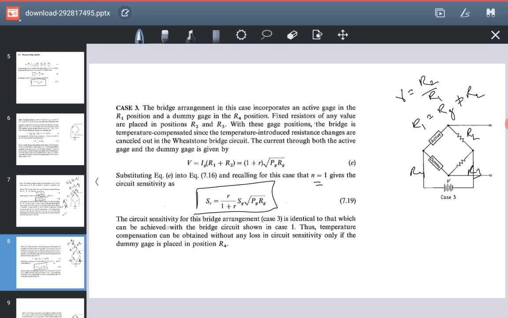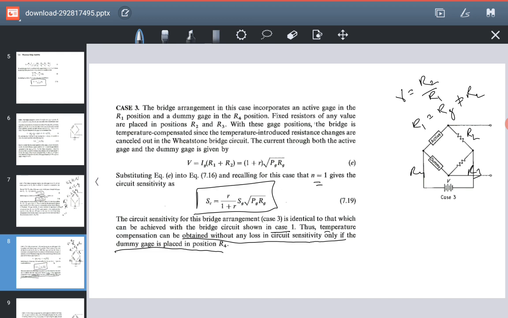Look, it is written: the circuit sensitivity for this bridge arrangement is identical to that which can be achieved with the bridge circuit as shown in case 1. Thus the temperature compensation can be obtained without any loss in circuit sensitivity only if the dummy gauge is in place of R4. So the circuit temperature compensation means that temperature induced resistance.